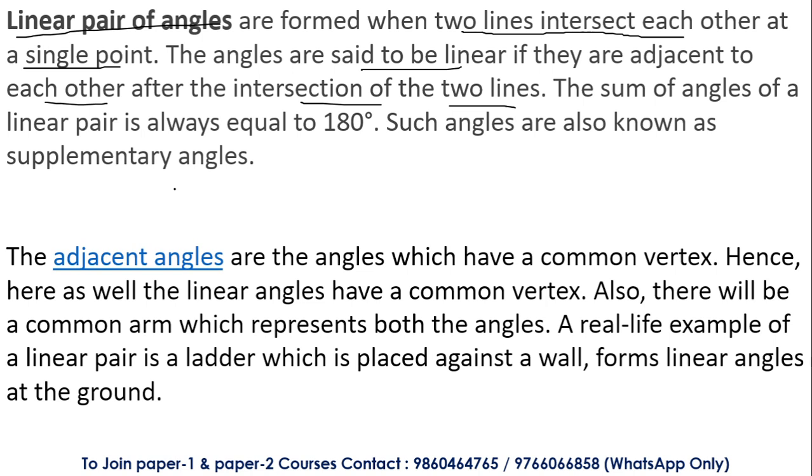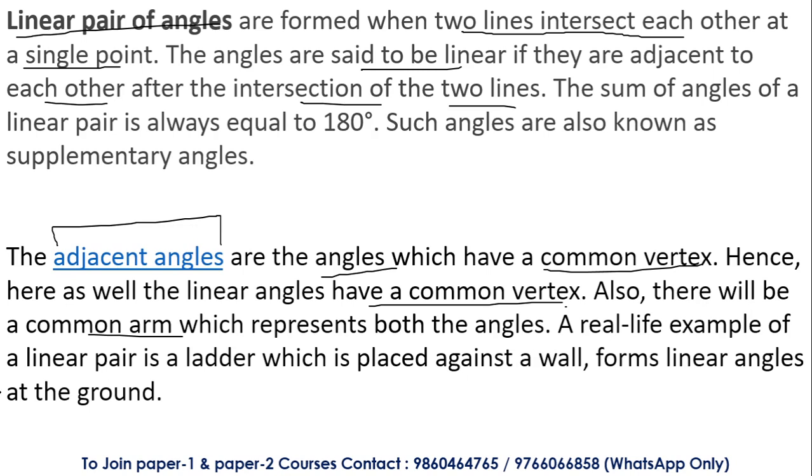Next, look here, what are adjacent angles? We have already discussed adjacent angles in our previous class of basic foundation, where we saw that adjacent angles are the angles which have a common vertex, or two lines attached to a common point. At that particular point, angles are formed, and those angles are called adjacent angles. Hence here as well, the linear angles have a common vertex. Also there will be a common arm for them. This is already discussed.